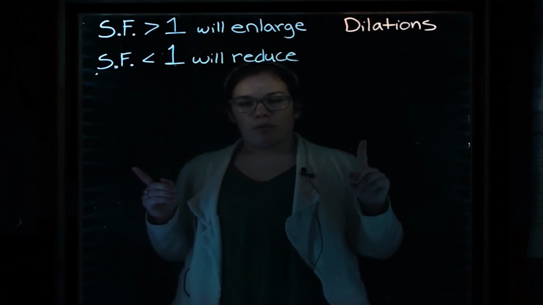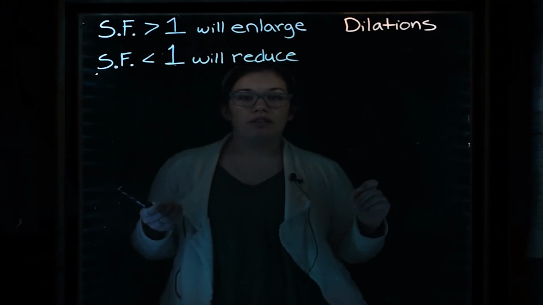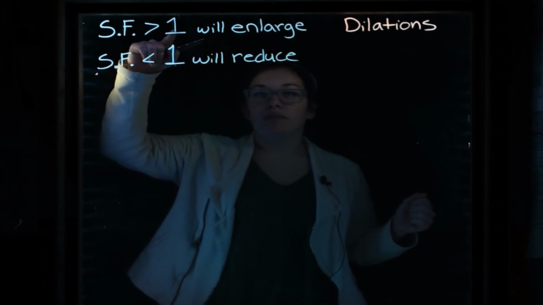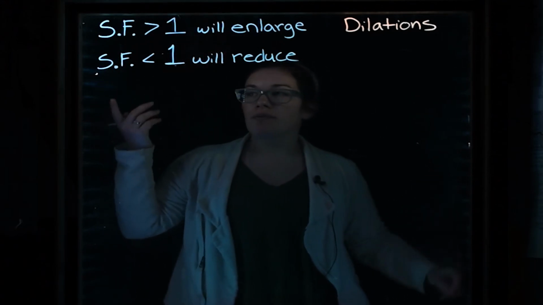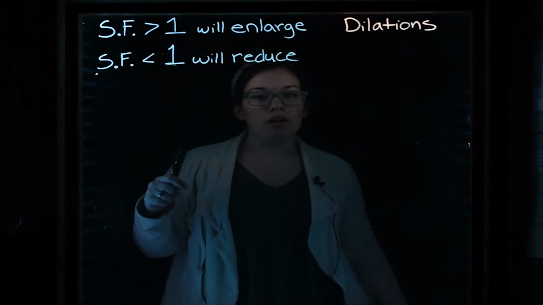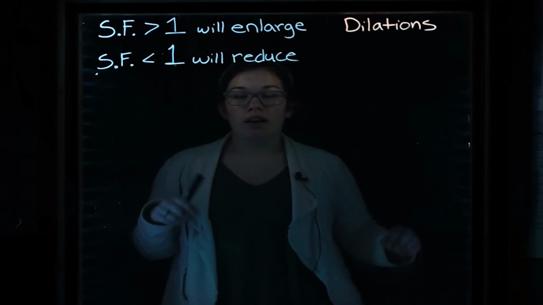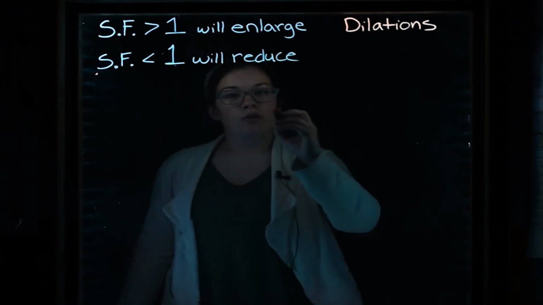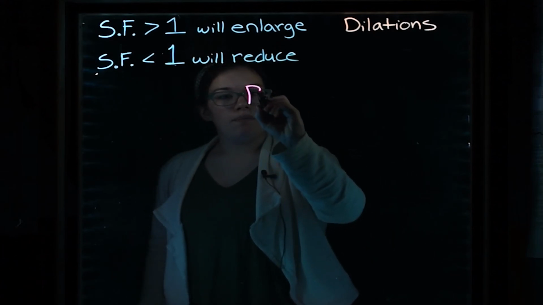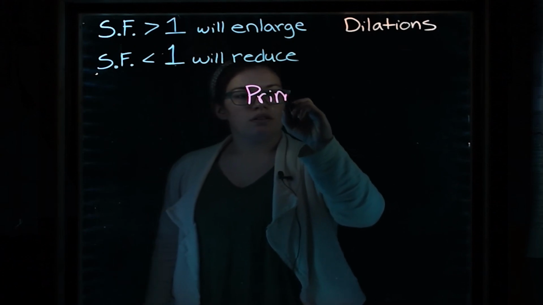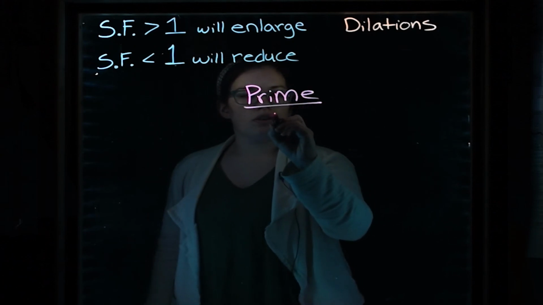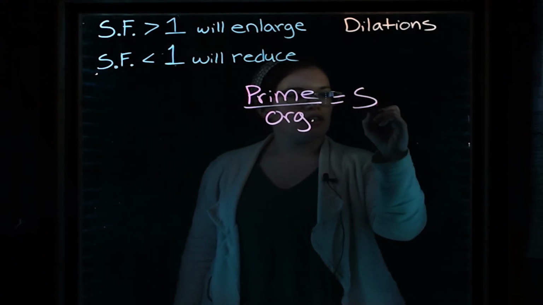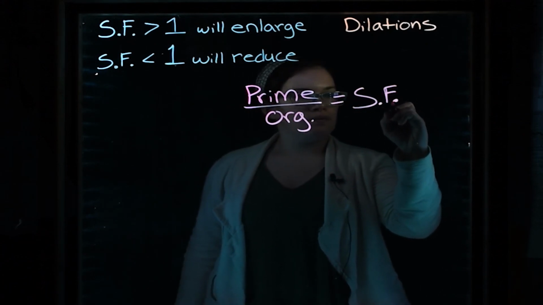Quick recap of what we just learned. We learned that to dilate a shape, you need a scale factor. If your scale factor is bigger than 1, your shape gets bigger. If your scale factor is smaller than 1, your shape gets smaller. Now, if you have 2 shapes and you're trying to find the scale factor, you are going to do the prime over your original, and that will give you your scale factor.